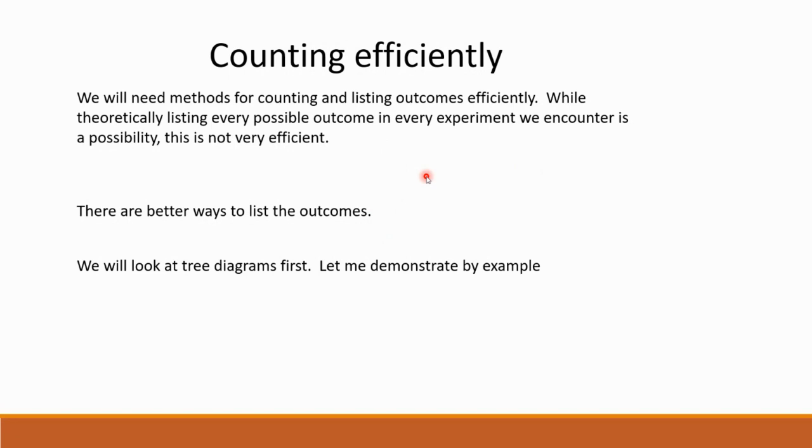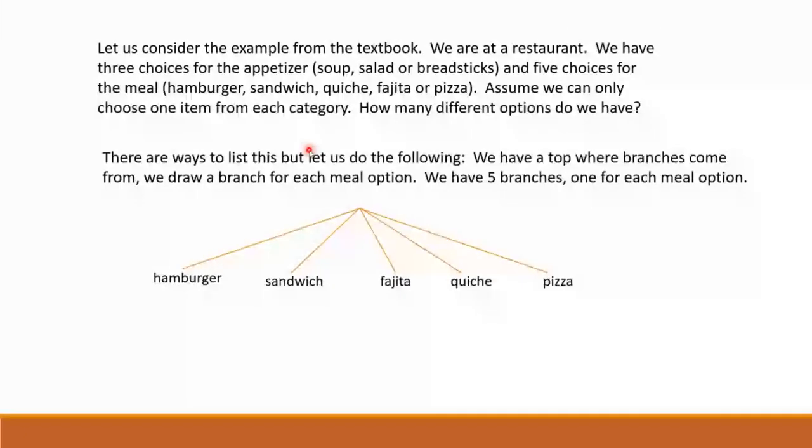Now, first, I just want to go through a good way to list all the outcomes. It's actually what they call a tree diagram. I mean, you could use a table. Theoretically, you could just list all the outcomes, but the tree diagram is a little more efficient. And I'm actually doing the example that the book does.